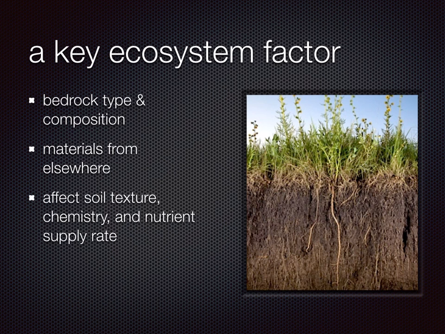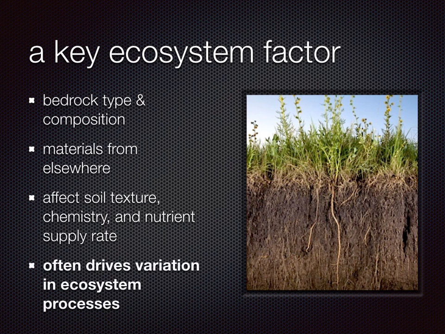These processes affect soil texture and its chemistry and the rate at which nutrients can be supplied to the plants. So vascular plants and their root systems are taking advantage of nutrients that are locked within or adhering to soils. All of this variability often drives variation in ecosystem processes.